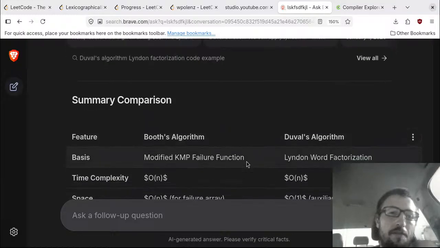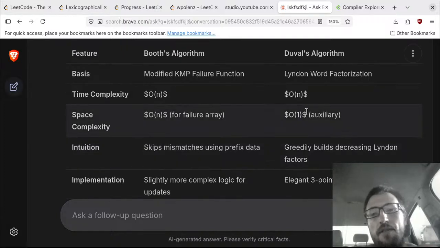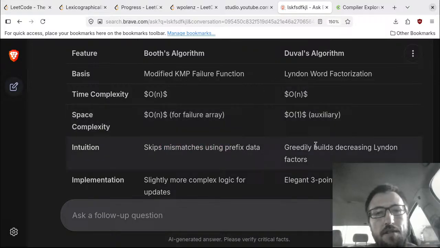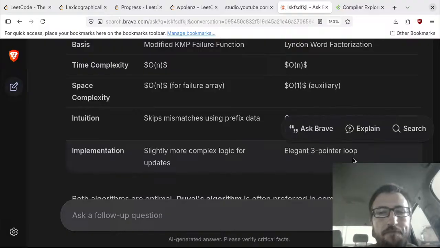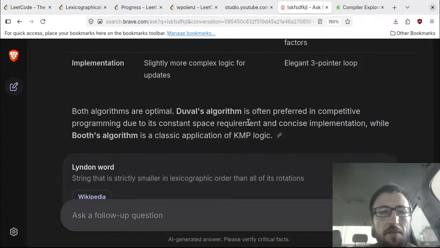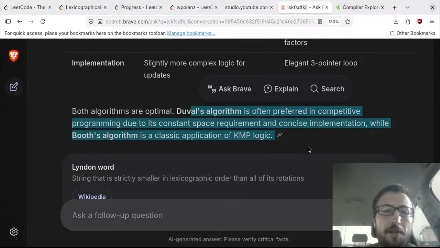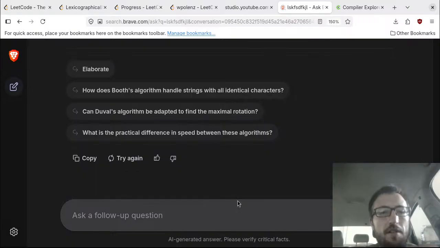Okay, understood. Summary comparison. Booth's uses a modified KMP failure function, Duval's uses Lyndon word factorization. Time complexity is linear for both; space complexity is linear for the failure array and constant for the auxiliary. Booth's skips mismatches using prefix data, while Duval's greedily builds decreasing Lyndon factors. Booth's has slightly more complex logic for updates, while Duval's has an elegant three-pointer loop. Both algorithms are optimal. Duval's algorithm is often preferred in competitive programming due to its constant space requirement and concise implementation, while Booth's algorithm is a classic application of KMP logic.